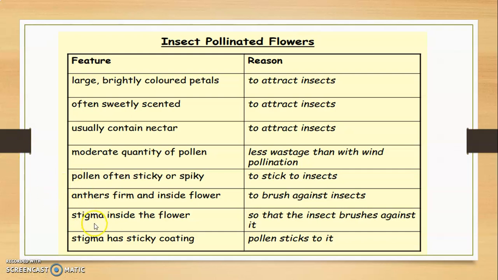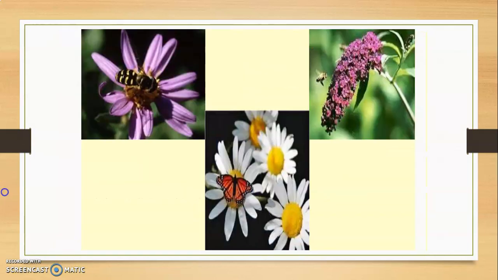Also, the stigma is inside the flower, so that when this insect brushes against the stigma, it will catch as much pollen as possible. And on top of the stigma, it has a gluey substance. It has a sticky coating so that the pollen can get stuck on it. Okay, and these are some examples of insect-pollinated flowers, and that's it. Thank you so much.